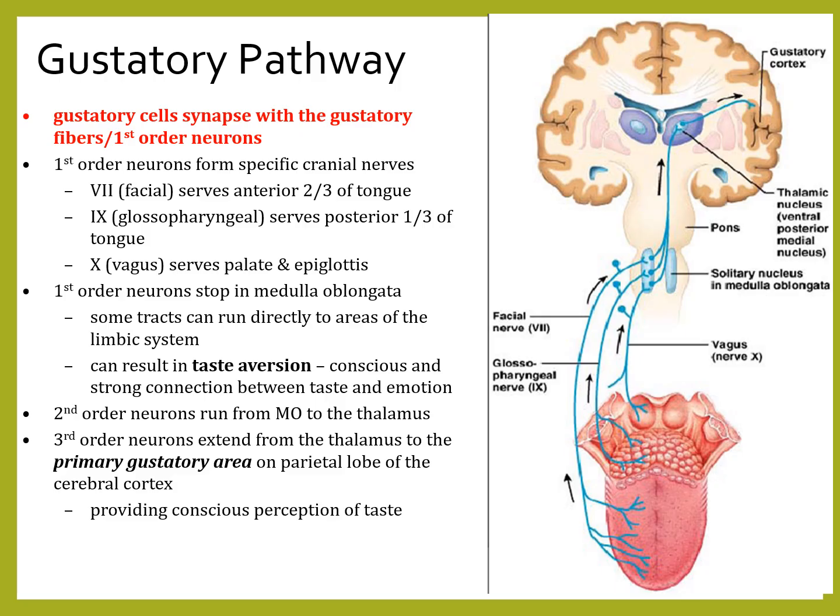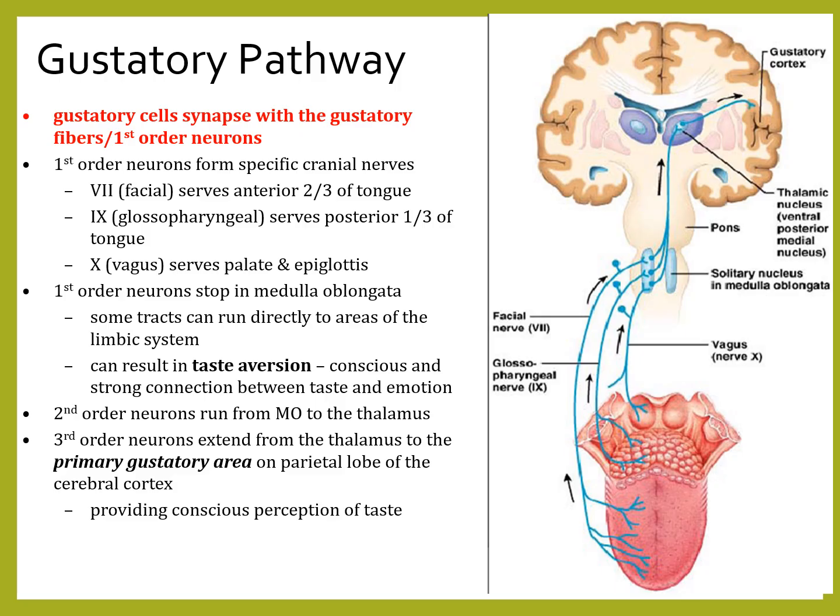Some tracts can run directly to areas of the limbic system at this point. These tracts that run to parts of the limbic system are thought to be responsible for taste aversion, which is the conscious and strong connection between taste and an emotion. There are very strong connections between our limbic system and this taste pathway. This explains why you might absolutely hate something like the taste of raw tomatoes, which is me. That is a taste aversion that I possess. You may possess other ones.